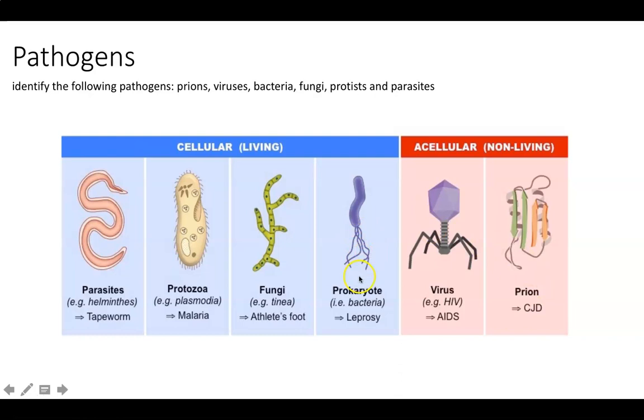And then, like prokaryotes, we've already spoken about bacteria. They're just single-celled organisms. They can cause such things like leprosy. So, two main categories, cellular and acellular. Pathogens cause diseases. Diseases can be seen through the illness of a person. So, the learning goal was to identify the following pathogens: prions, viruses, bacteria, fungi, protists, and parasites. So jump on your textbooks for a bit more information on those.